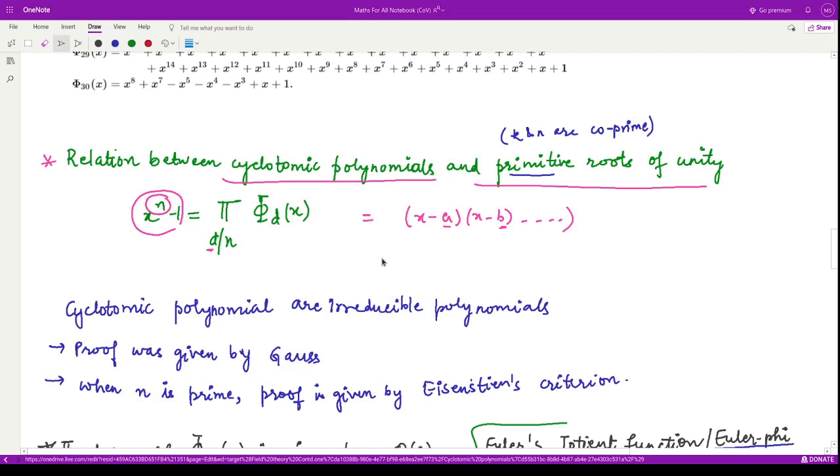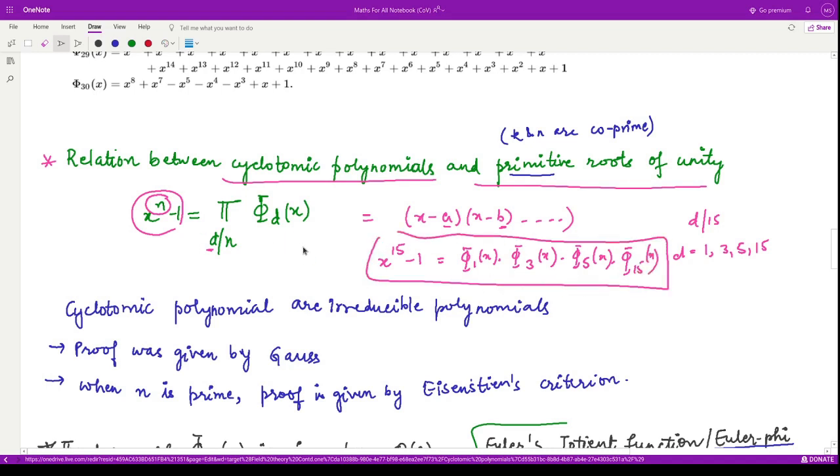So for example, we are talking about x to the power 15 minus 1. So in that case, this could be written as the product. Now d divides 15. So what is d? d should be 1. It should be 3. It should be 5. It should be 15. So we would have phi 1 x multiplied by phi 3 x multiplied by phi 5 x multiplied by phi 15 x, right? So this is a result.